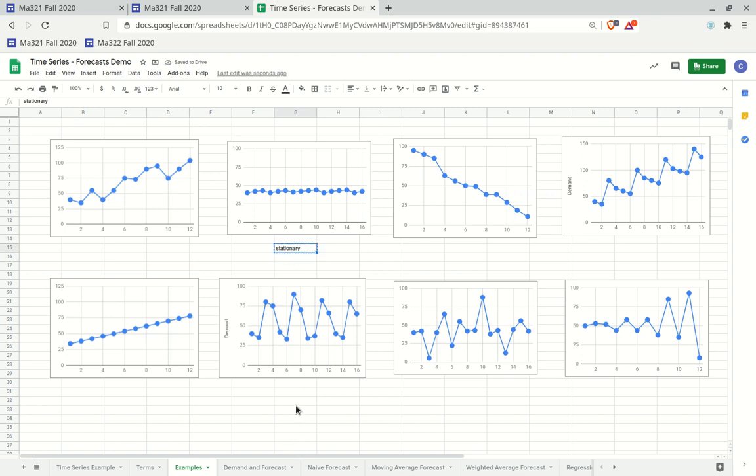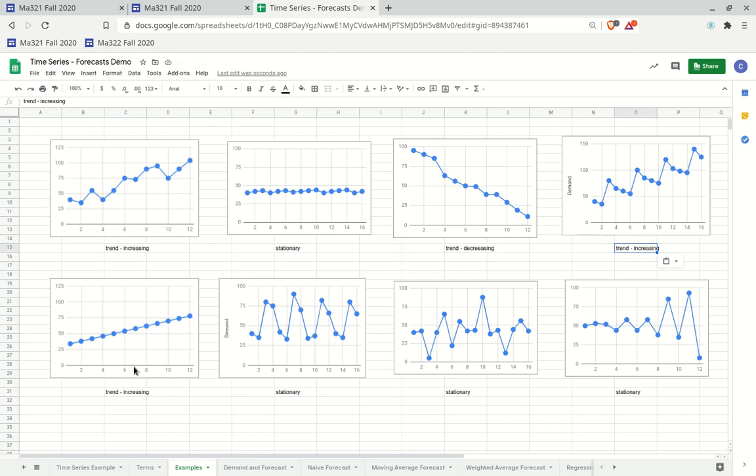Let's see what else. I'm going to add this one. This one we said was stationary. This one too. And the other 3 are definitely not stationary. This one over here has a trend, and it's increasing. This one also has a trend, and it's increasing. This one has a trend, and it's decreasing. And this one over here has some kind of a trend, and it's increasing again. Okay, so we labeled everything as to whether it's stationary or it has a trend.